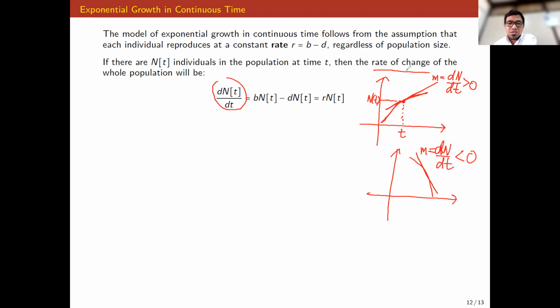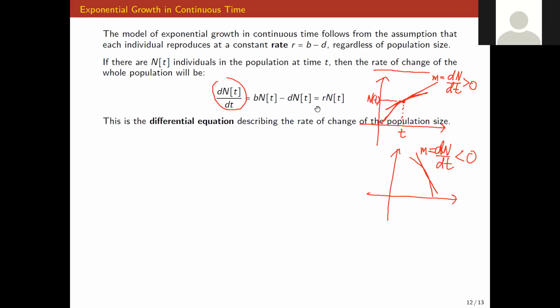So the change is just influenced by b times N(t) minus d times N(t). b is the rate for the birth, the newborn offspring, and d is the probability of dying for the species, and we make b minus d equal to r. Okay, can you follow this? Yes, sir. So this is the differential equation that I explained before, describing the rate of change of the population size.